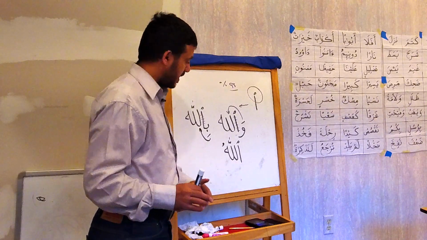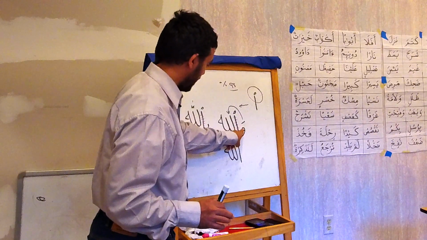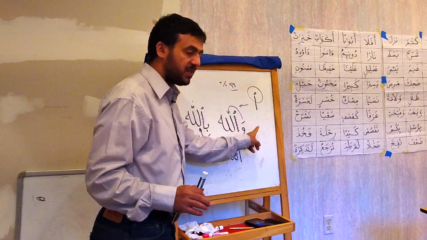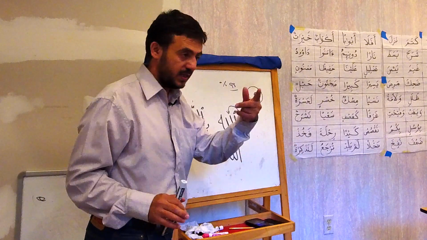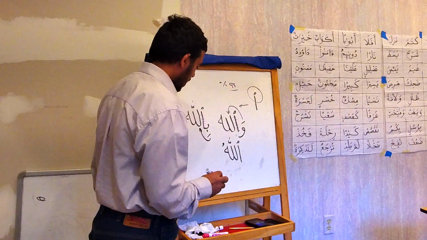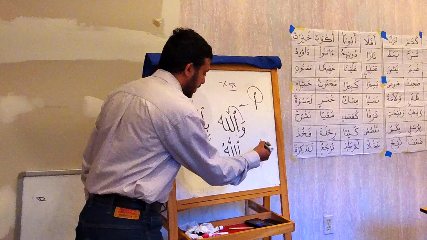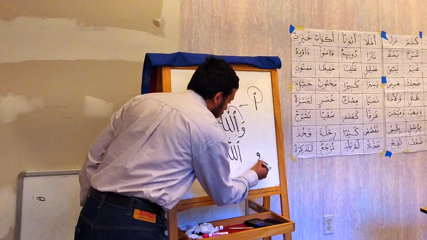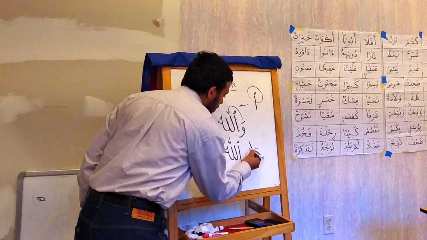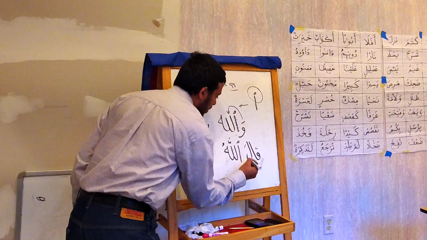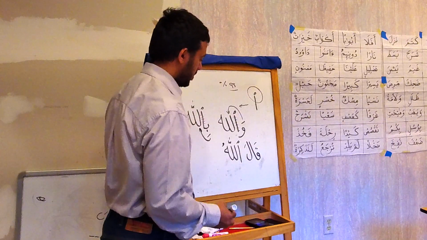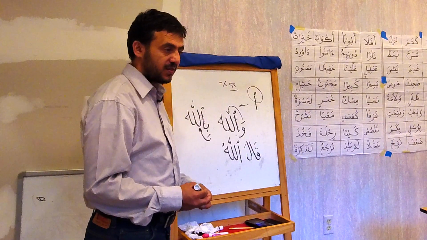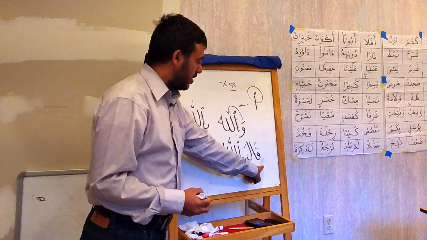Now, here I give you one letter before. Sometimes the one before is a whole word. Example. Here, I'm going to give you a whole word now. Can you read this for me? Qala is good. Qala, right?